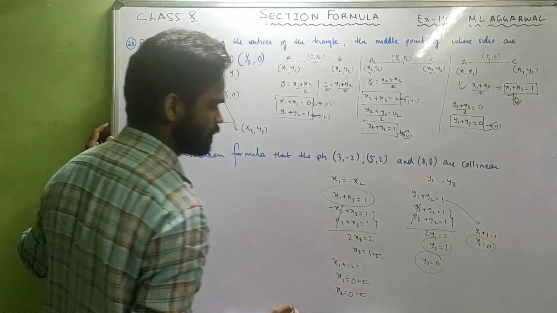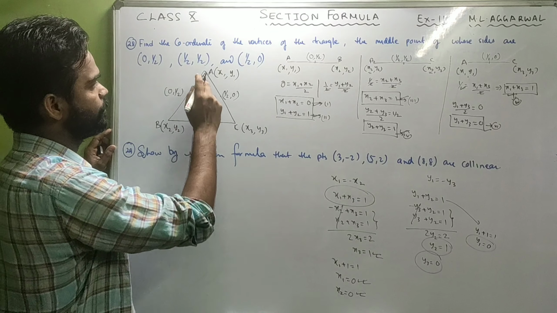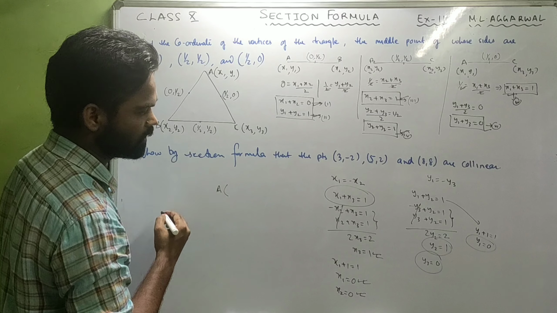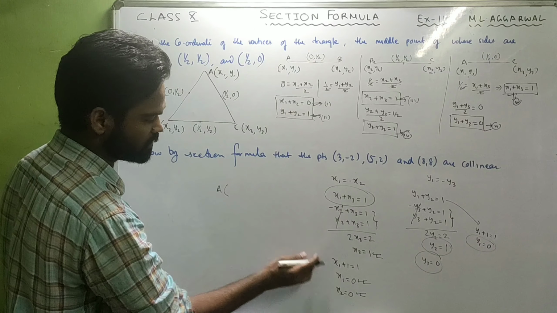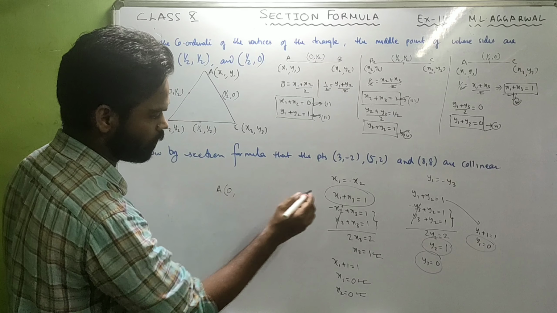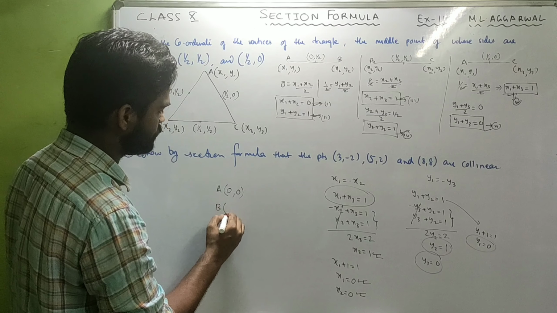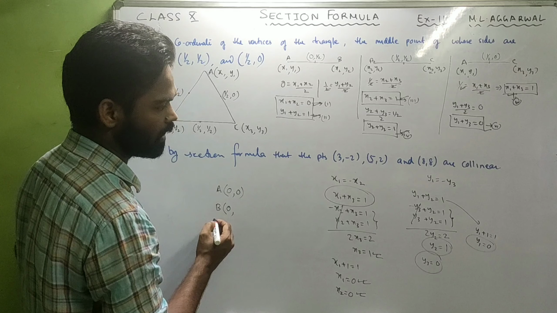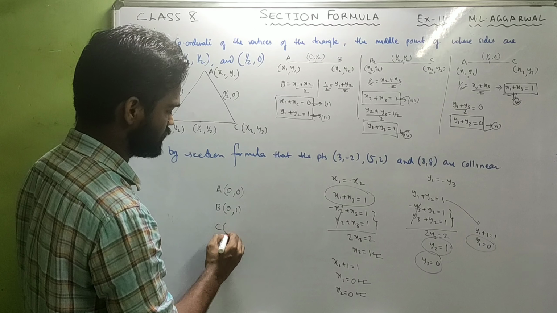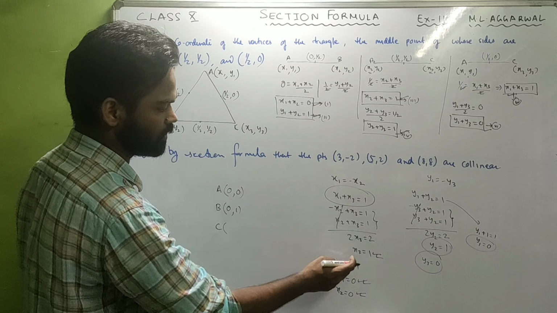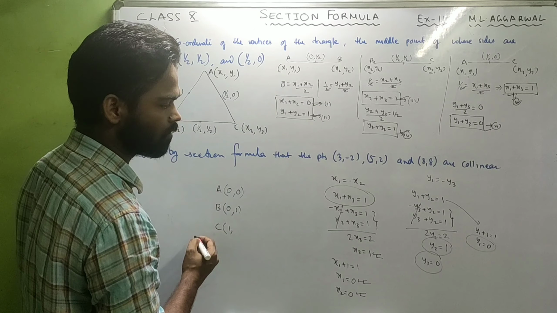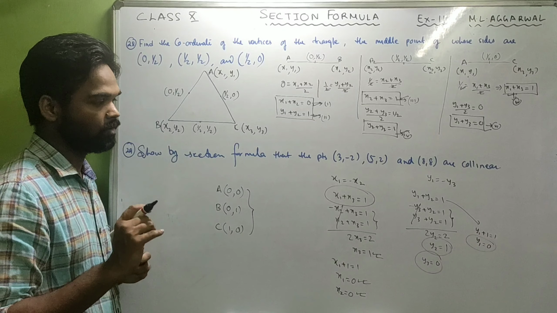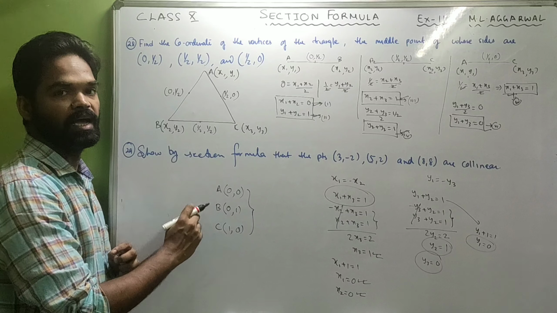Isn't it? So, the coordinate of A will be x1 comma y1, which means 0 comma 0. Coordinate of B, x2 comma y2, which means 0 and 1. C, x3 comma y3, which is 1 comma 0. So these are the coordinates of A, B and C.